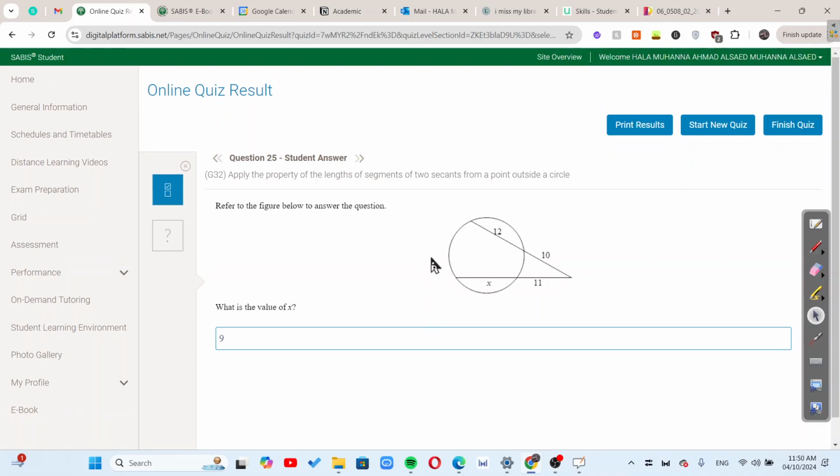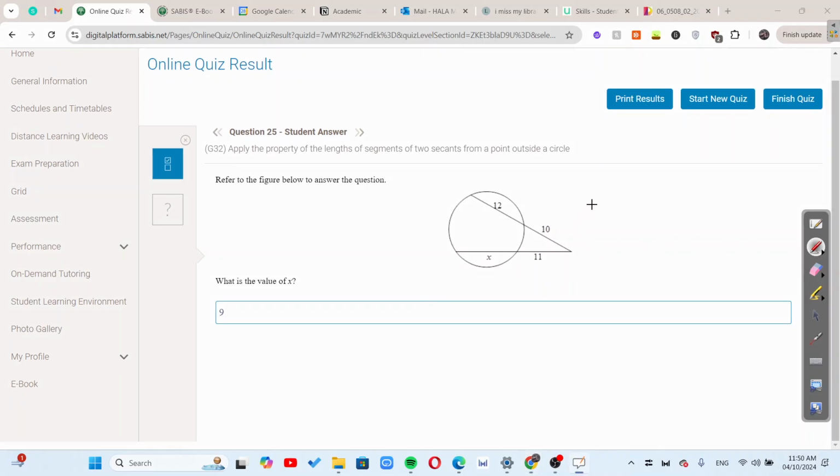Okay, here's what I mean by the secant thing. So 10, the small secant, times the whole thing, which is 10 plus 12. So 10 times 22 equals 11 into 11 plus x.